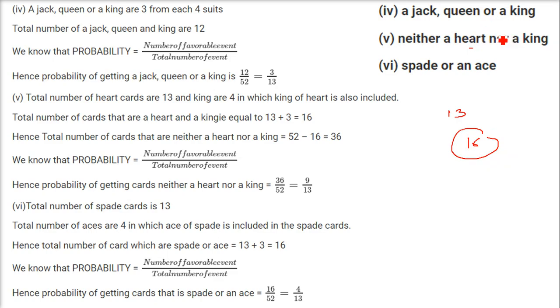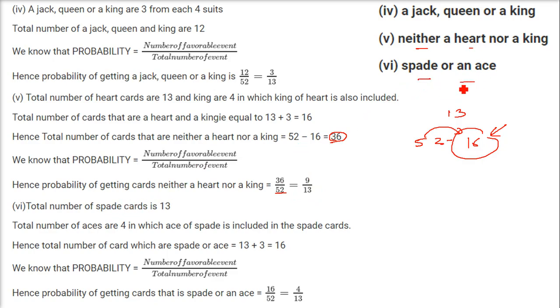So neither a heart nor a king means you have to subtract it from 52. When you want neither, you have to subtract it from the total number. So 52 minus 16 will be neither a heart nor a king. So now we have 36 as the favorable cases and 52 is your total number of cases. So it will be 9 by 13.